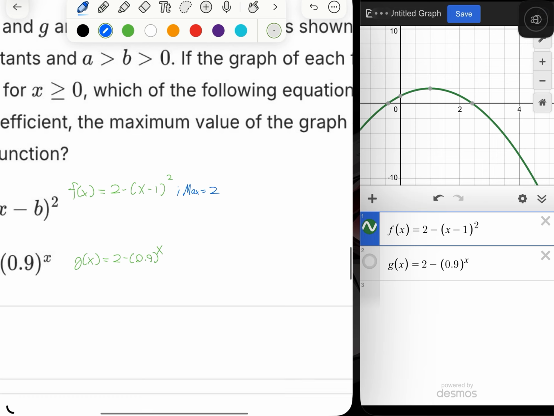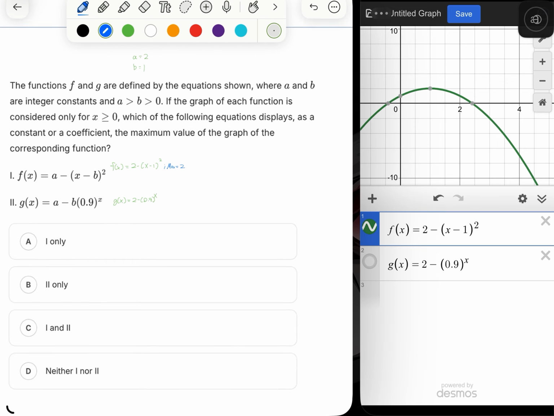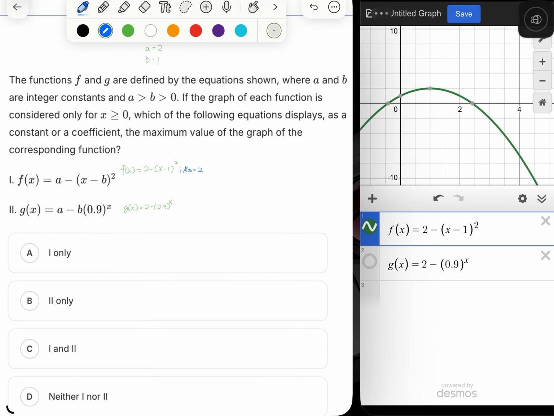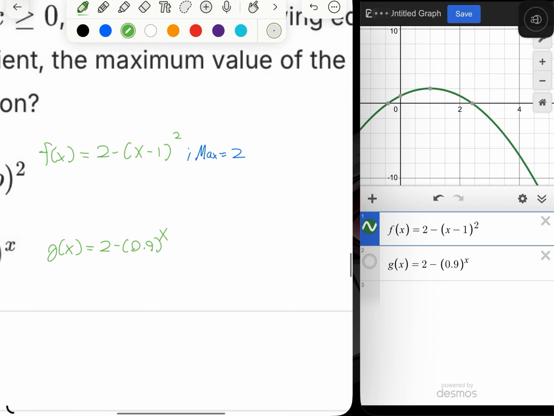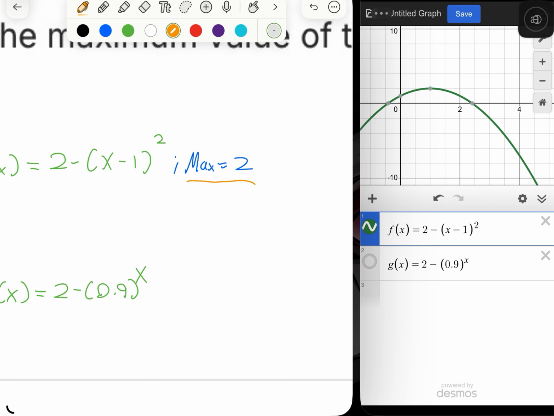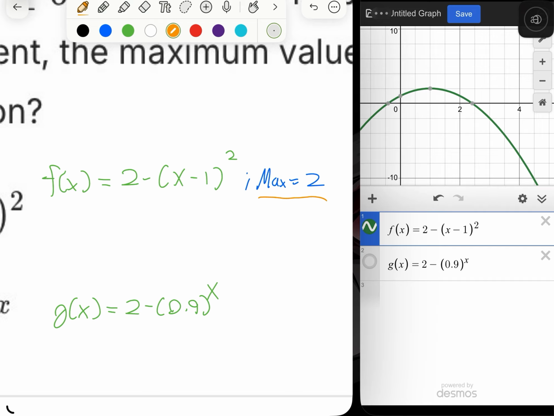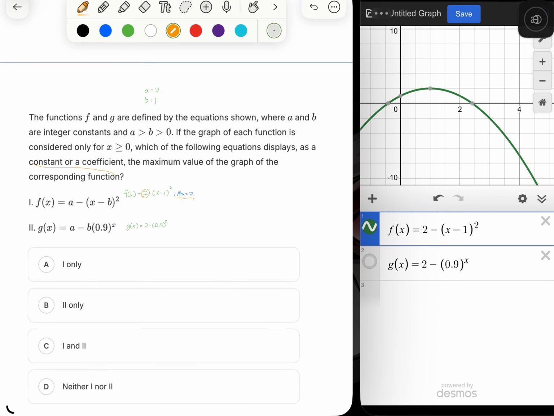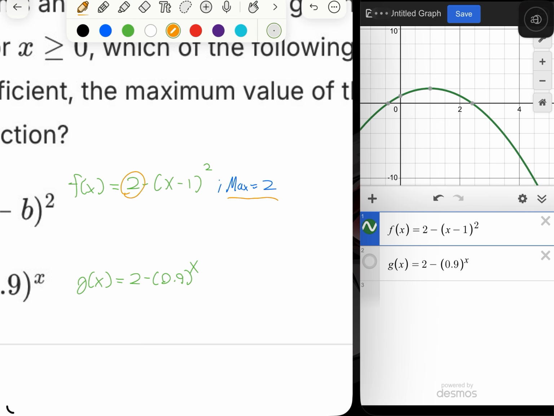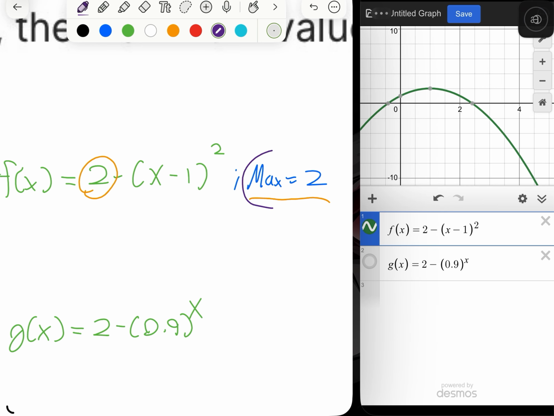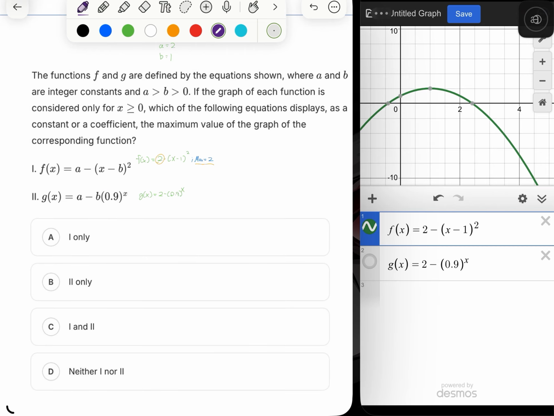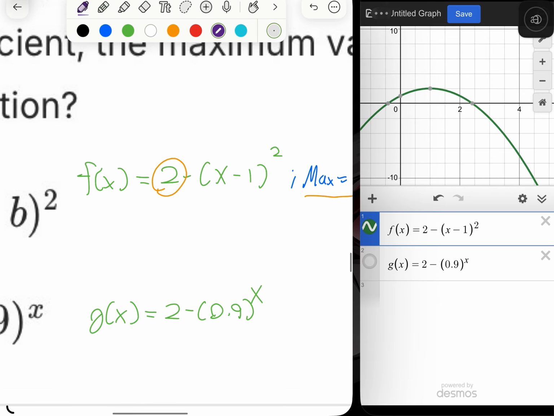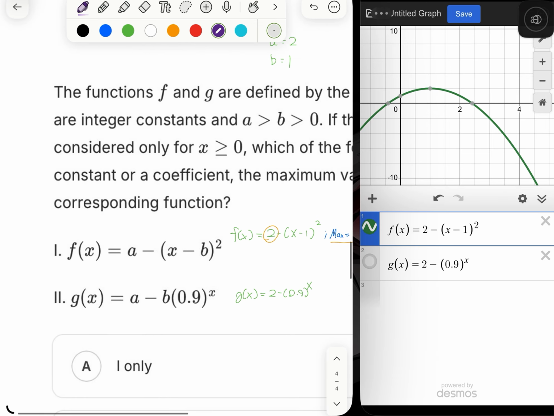Okay, now let's actually get to the question. Which of the following equations displays as a constant or coefficient the maximum value? Well, if the maximum value is 2, which we just found out, does this function anywhere display that as a constant or coefficient? Oh, it does. You can see 2 is right here. So for all this constant or coefficient talk, you just have to look for the number or value in the actual function itself. Because the max was 2, and you see there's a 2 in the function, then f of x does display the maximum value as a constant.